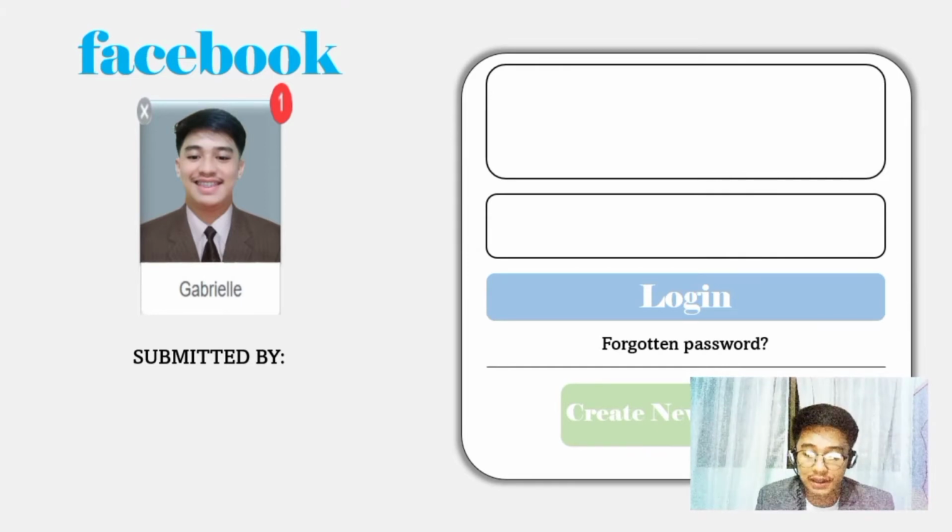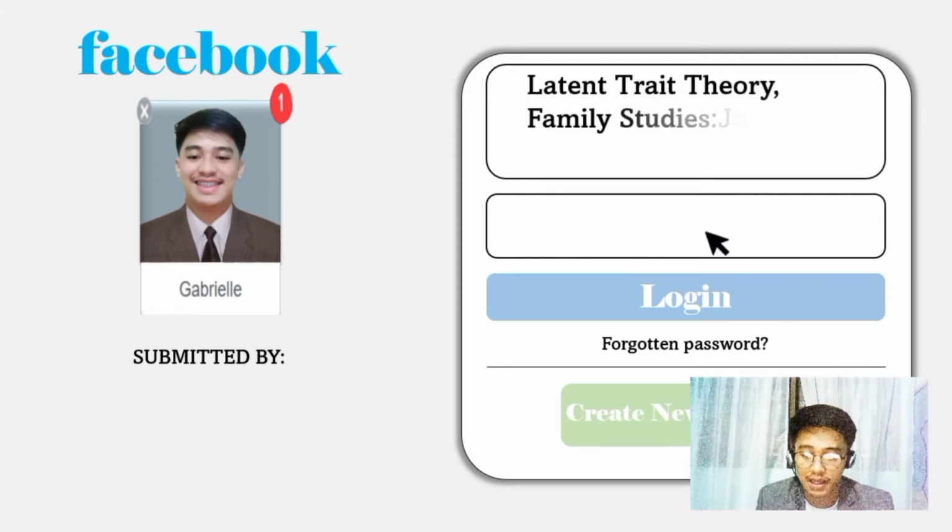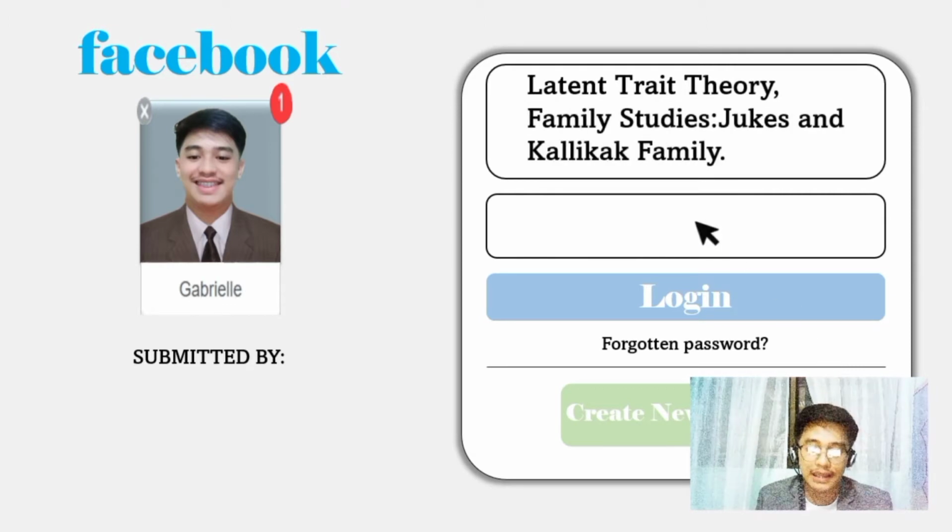Today, I will discuss the latent trait theory and the family studies in criminality that will focus on the Jukes family and Kallikak family.